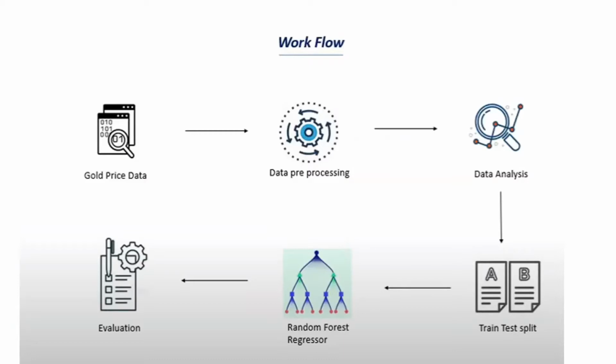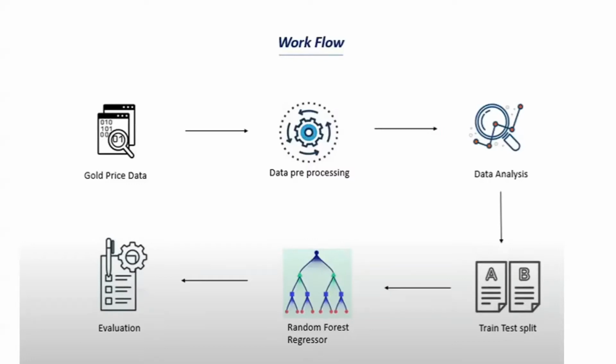When we give a value, it can predict the gold prices for the specific value. Once we have the gold price data, we need to do some data pre-processing. We cannot fit this raw data to our machine learning algorithm, so we need to process this data properly. Once we process the data, the next step is to analyze the data to know which features are important, which features are correlated with each other, and apply some data visualization technique.